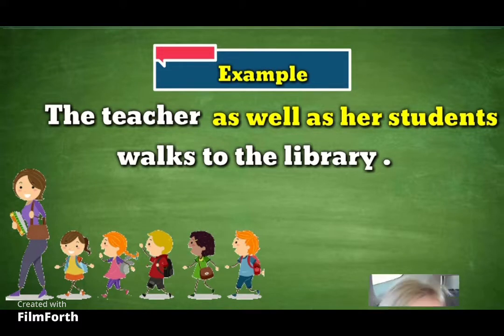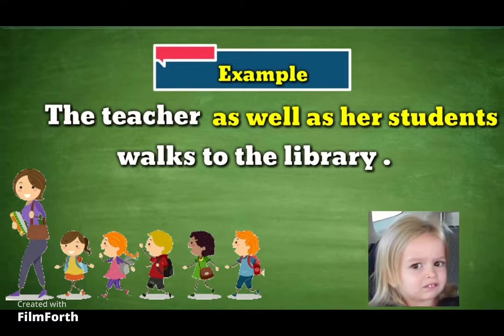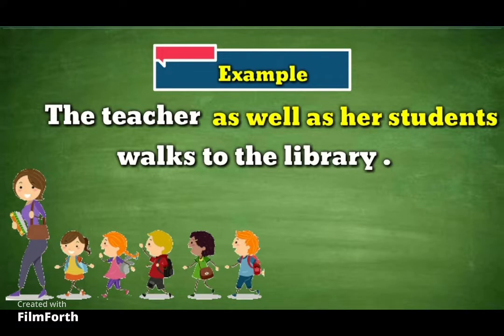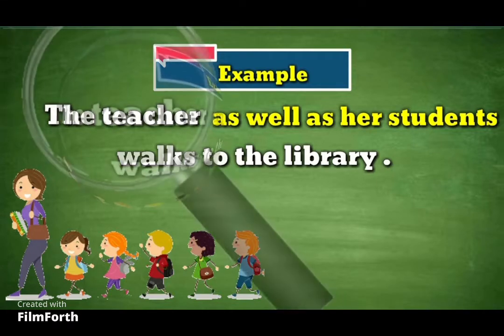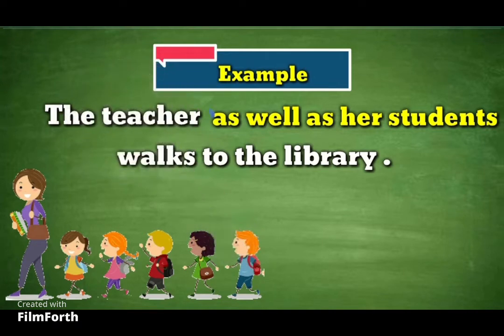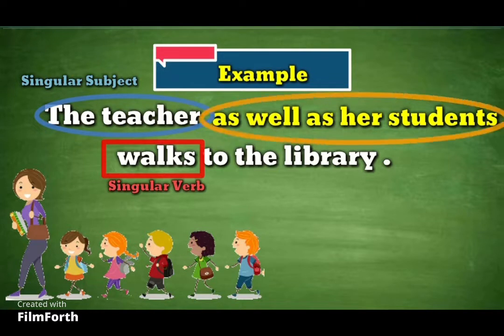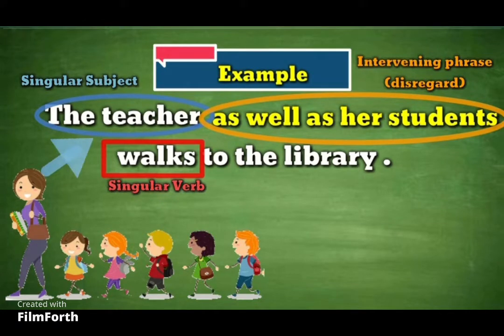Subject-verb agreement in sentences can be confusing, especially when there is a phrase between the subject and the verb. That is why you need to find first the subject as you analyze the sentence. Teacher is our subject, so we use the singular form of the word walks. We disregard the phrase as well as her students because our main subject is the teacher.